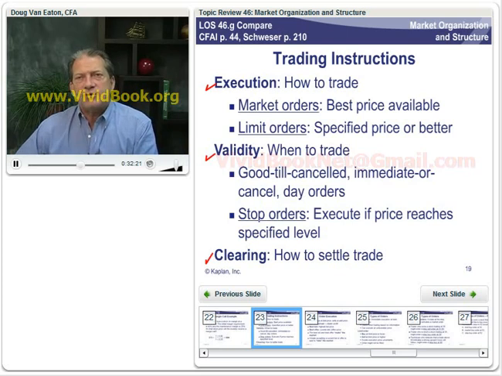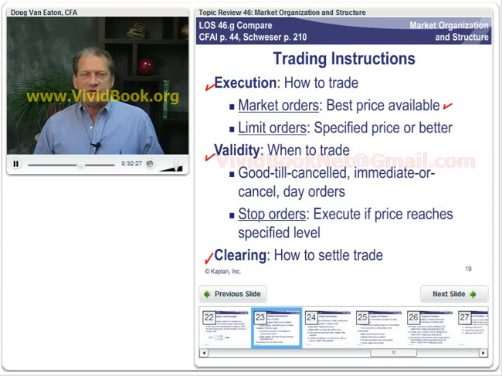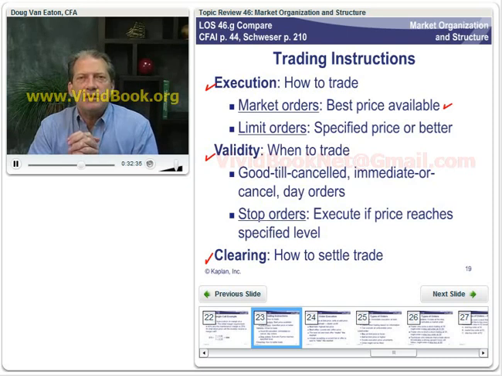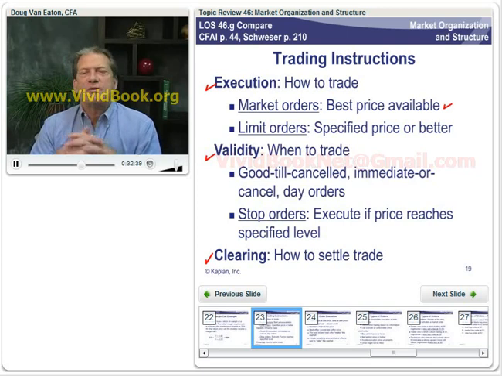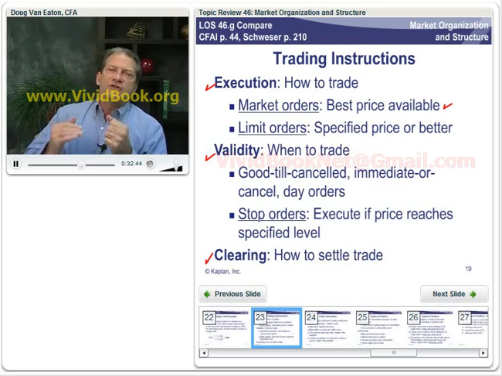Market order just says execute this buy order for however many shares immediately at the best available price. So that's the responsibility of the broker to get the best available price on that trade. A limit order, which we're going to look at in a little more detail, specifies that on a buy order, well, yes, I'll buy it, but I won't pay more than this. Or on a sell order, I'll sell it, but I won't accept less than this.